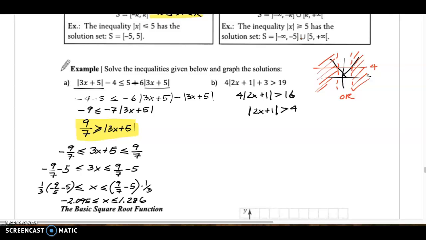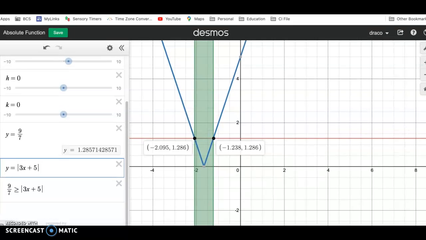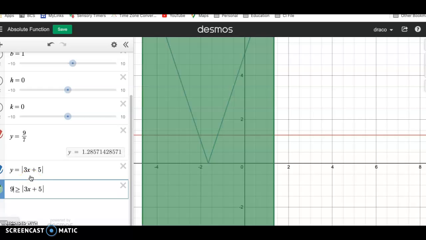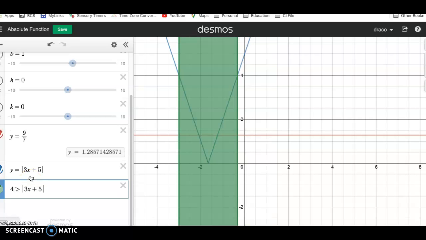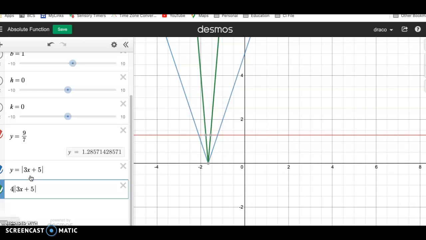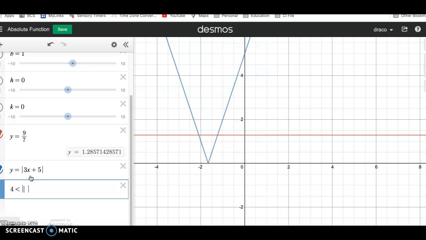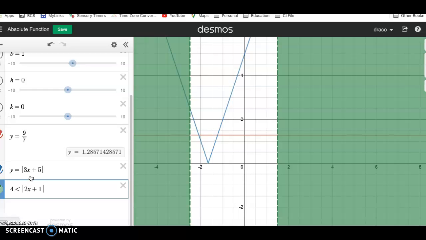So let's double check, because before I go on and do any kind of calculation, I am playing with this and doing it for homework. We want to check. So I'm going to check using this. We're going to have 4, I'm going to flip my sign, and I think it was 2x plus 1. Oh, look at that. There it is. So far we're good.